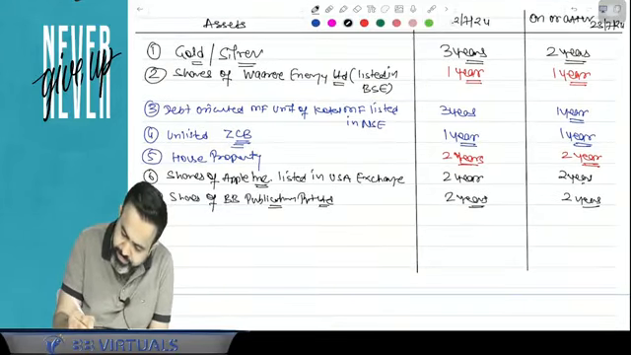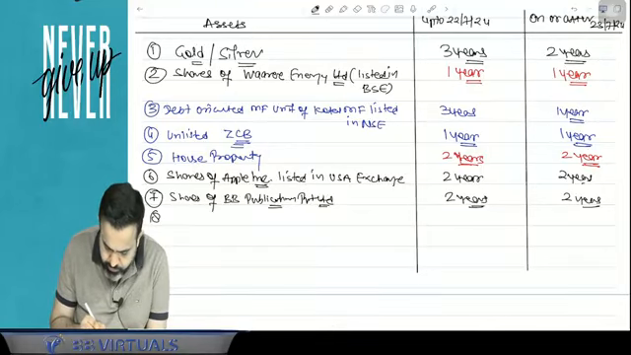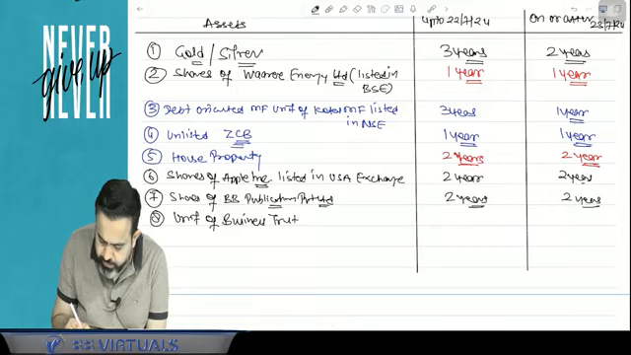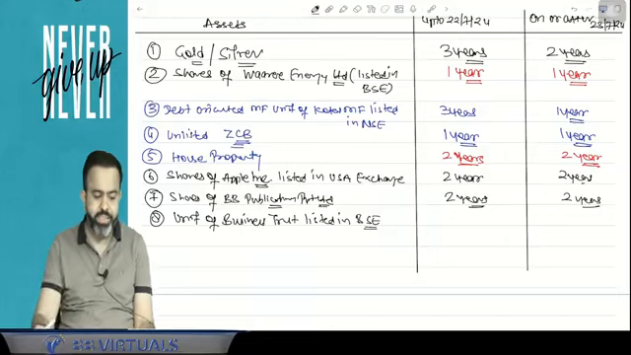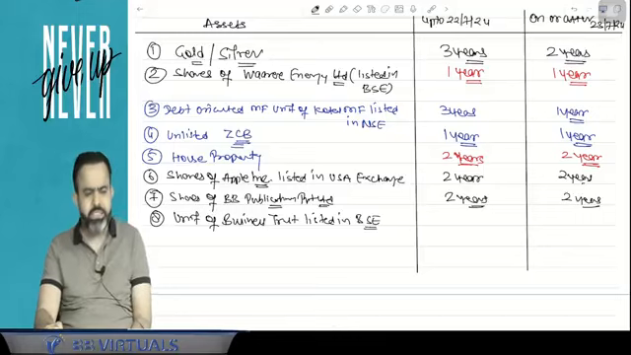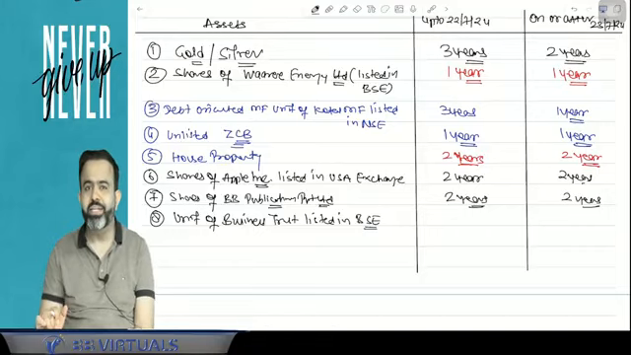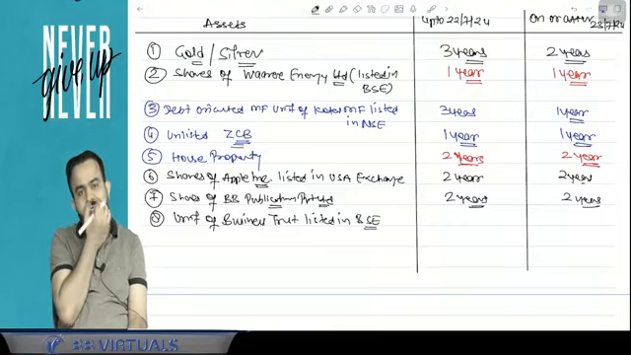Now next is unit of business trust listed in Bombay Stock Exchange. Business trust means, like you know, Embassy Office Park, that is a business trust. So a business trust unit listed in Bombay Stock Exchange.